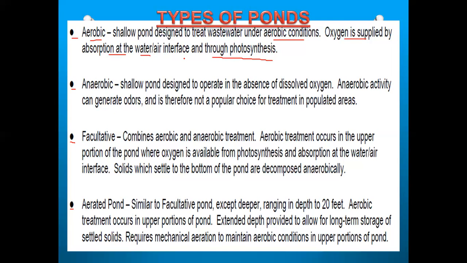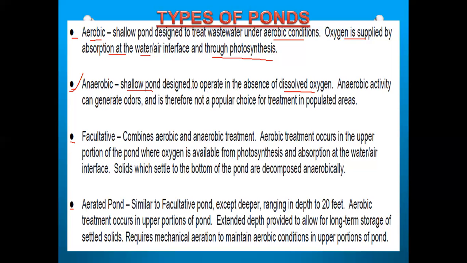Next, the second one, what is the second one? Anaerobic process. In the anaerobic process, the shallow pond is designed to operate in the absence of dissolved oxygen. The same shallow pond we are using is designed to operate in the absence of dissolved oxygen.